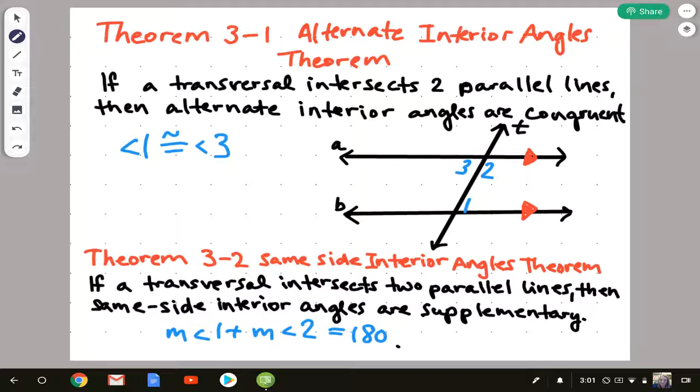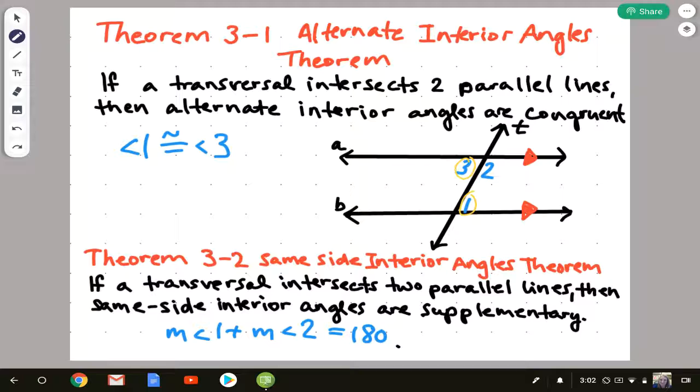So in this case, the alternate interior angles would be angle 1 and angle 3. Remember, the alternate interior angles have to be inside the two lines, so it's inside lines A and B. These two are. And they're on opposite sides of the transversal. So the alternate interior angles theorem says that these two angles are congruent. That only works if A and B are parallel. If the lines aren't parallel, then we can't use these theorems.